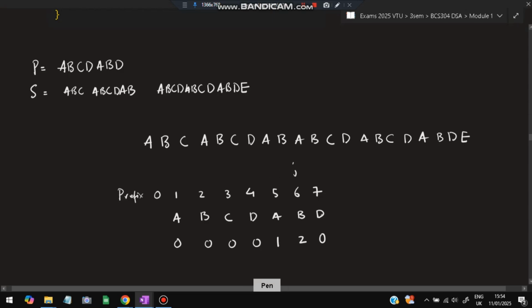Now, what is J plus 1? J plus 1 is D. When J plus 1 is D, what is the value of I? I is also D. When both are same, you'll be incrementing both of them. So J will come here, and I will be coming here.